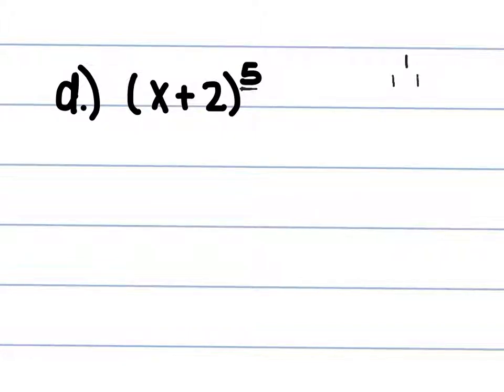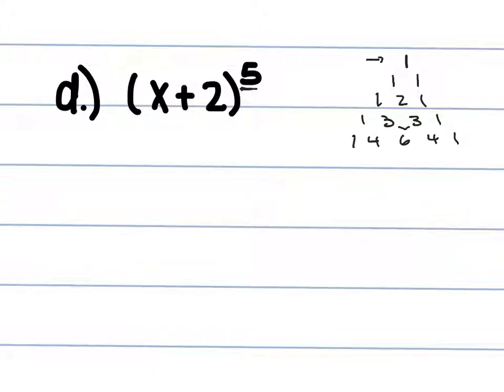There's my triangle of ones. 1, 2, 1. 1, 3, 3, 1. 1, 4, 6, 4, 1. Now remember, I'm getting those numbers by adding the two numbers above it. Like I got the 6 by adding those two 3s above it.